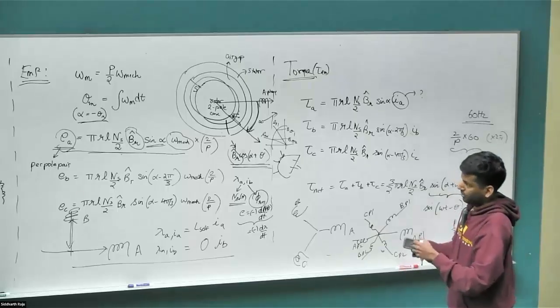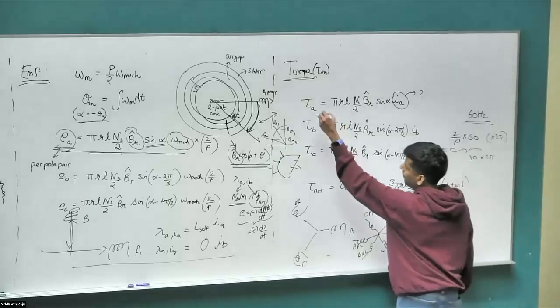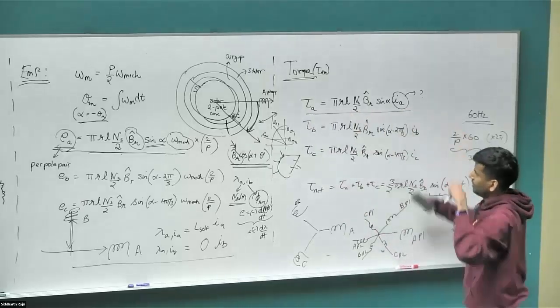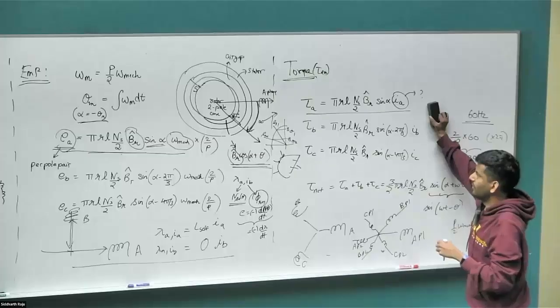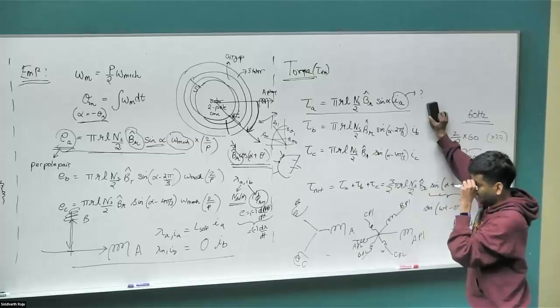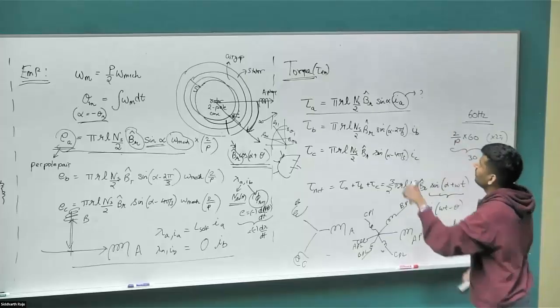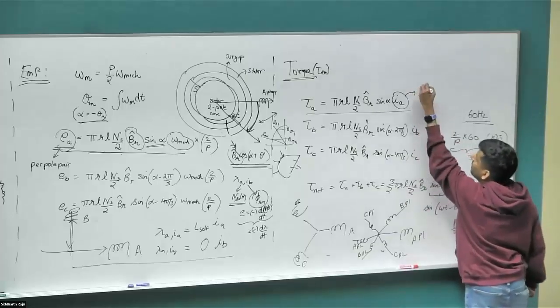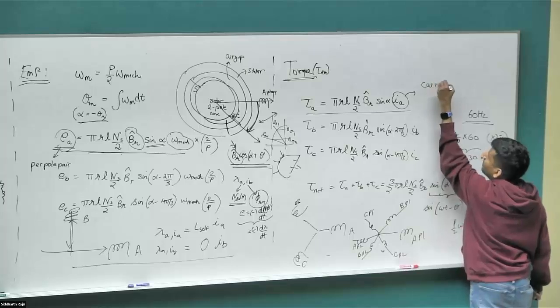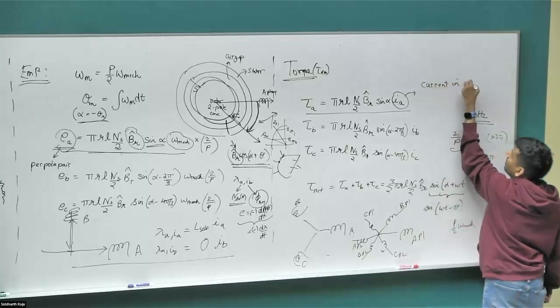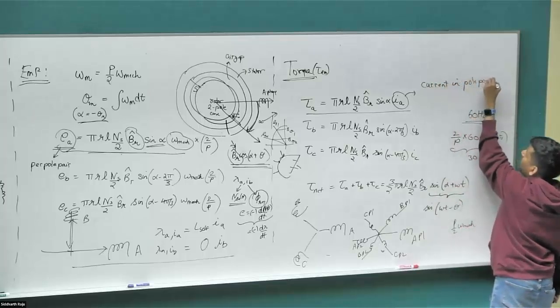So then we went on to derive the torque. I'm not going to repeat it again because we did a very detailed derivation. But a couple of things that we want to notice here. This current, when I derived it, is the current in the coil, the current in a pole pair coil.